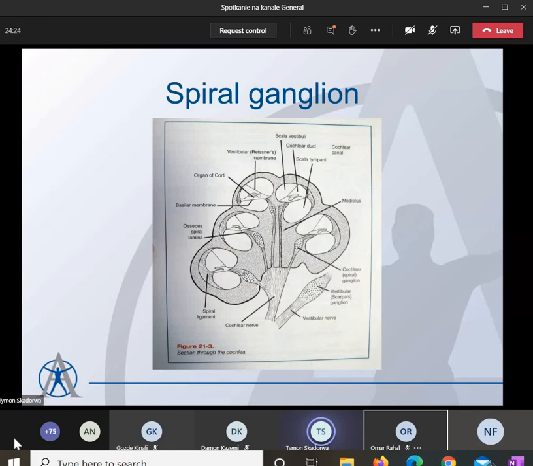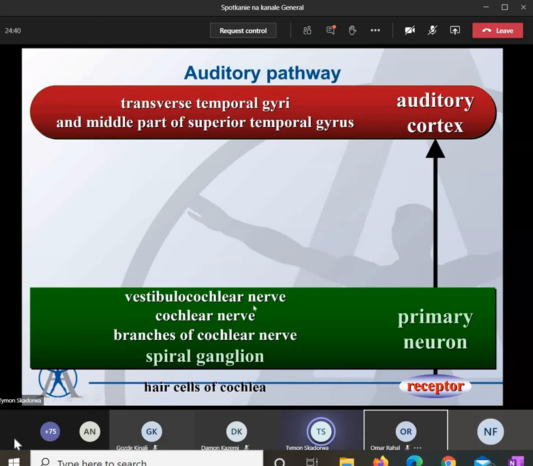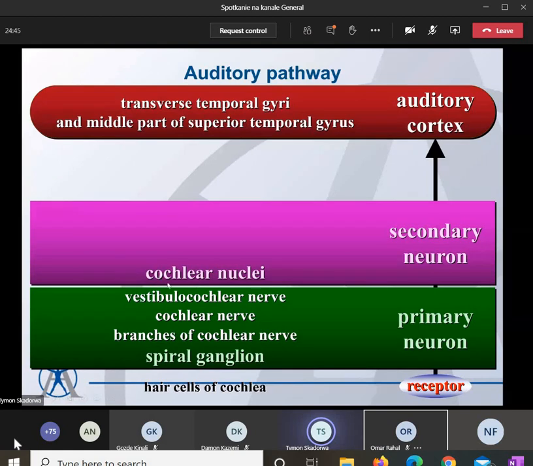The vestibulocochlear nerve runs within the canal in the temporal bone, so it leaves the temporal bone through the internal acoustic meatus and enters the brainstem. So the vestibulocochlear nerve meets the secondary neuron, which are the cochlear nuclei. Cochlear nuclei are located in the brainstem. So we may say that the vestibulocochlear nerve ends within the cochlear nuclei, and here we have a synaptic junction between the first and the second neuron.